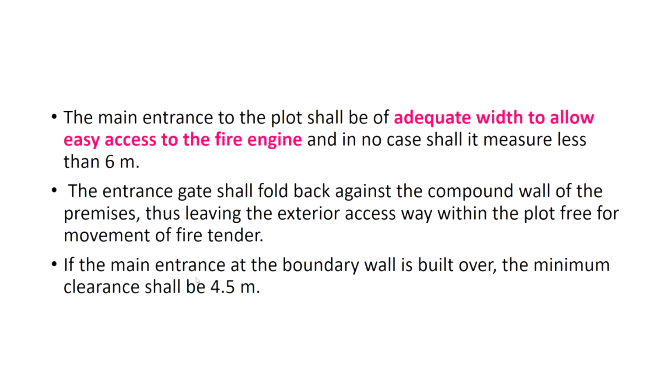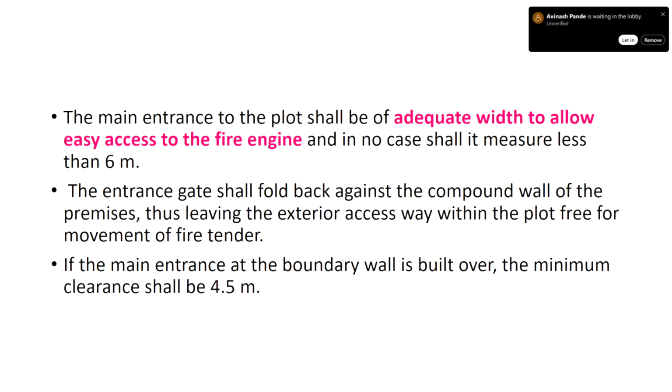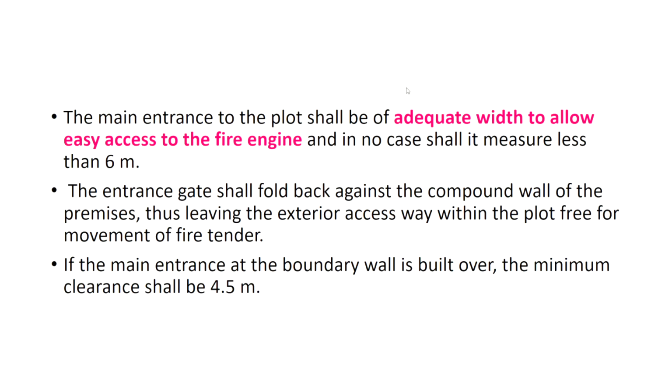And the second important thing, it says that in case you have provided any type of name of that particular society or building, so the main entrance at the boundary wall which is built over, the minimum clearance shall be 4.5 meters. You can understand the gate should be 6 meters wide, and in case you have provided any type of covering over that gate, it should not be less than 4.5 meters so that the fire tender can enter into the plot.